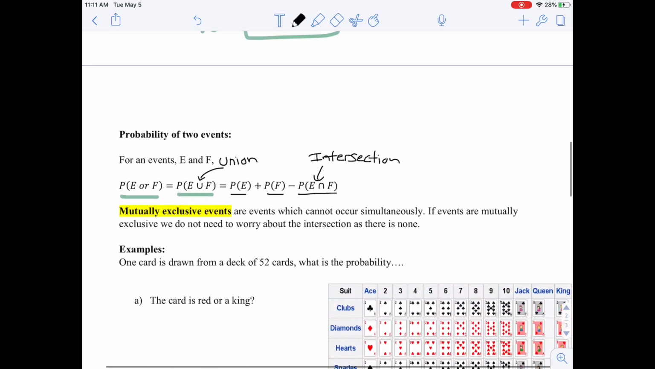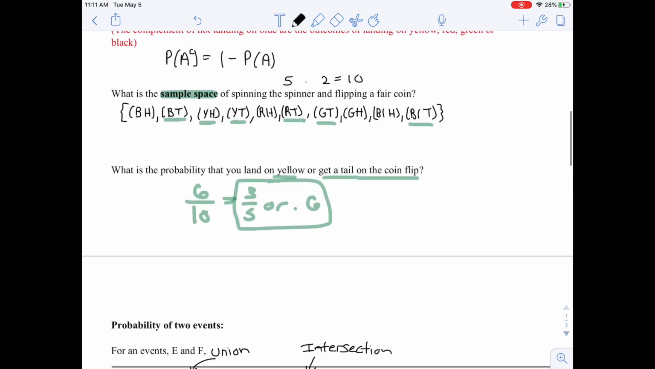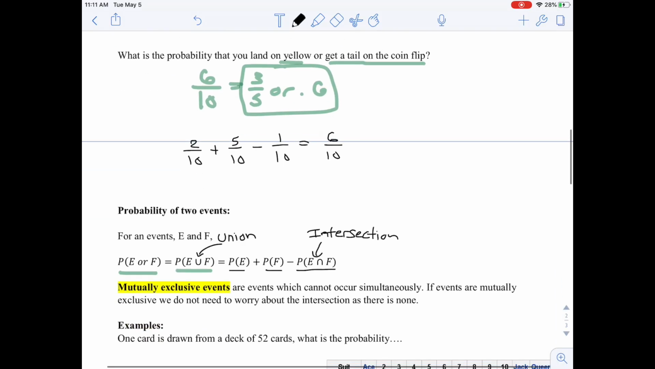So if we go up to that last example, okay, there was 2 out of 10 for the yellow, there was 5 out of 10 for the tails, but there was 1 overlapping. So that ends up being 6 over 10 as well.